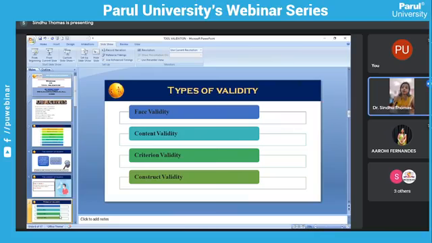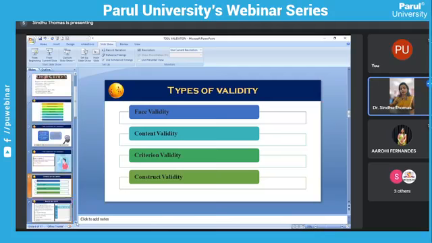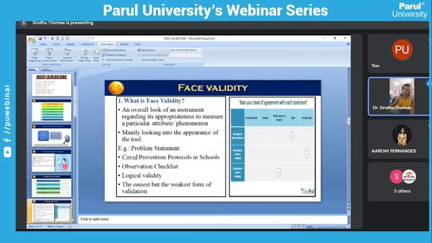Let's see what types of validity we can check. The different types of validity are face validity, content validity, criterion validity, and construct validity. Coming to the first, face validity. When you get a paper with any kind of tool, you know what tools are. There are different types of tools: questionnaires, interview schedules, rating scales, observation checklists, anything we are using. Mainly an expert will check what validity we can come up with.